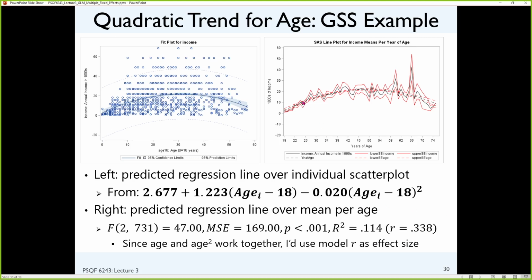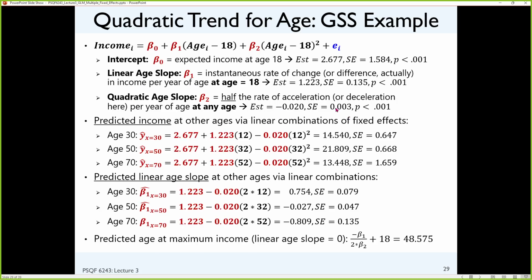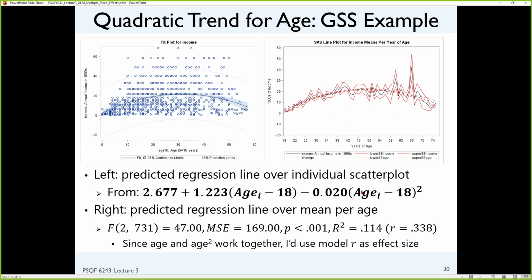And because these linear and quadratic slopes work together, like the whole time you need both of them to figure out what the predicted slope would be, I don't think it makes sense to pull them apart and get separate effect sizes. So I would put them together to talk about. I'd say, yeah, I know that we need the quadratic effect because this coefficient is significant, so I know that it's nonlinear. But in terms of how age relates to income, I need both of them working together to tell me that.